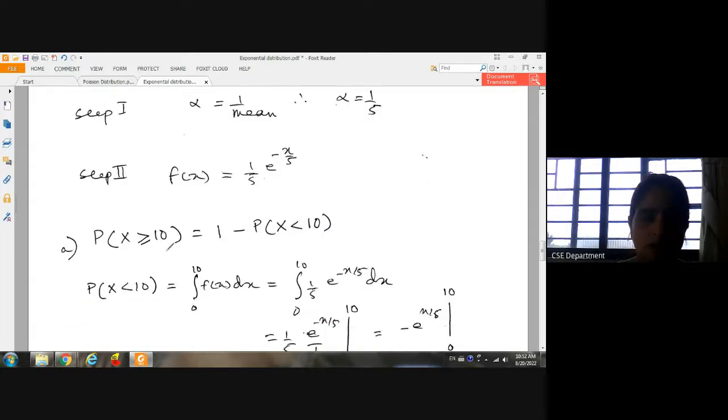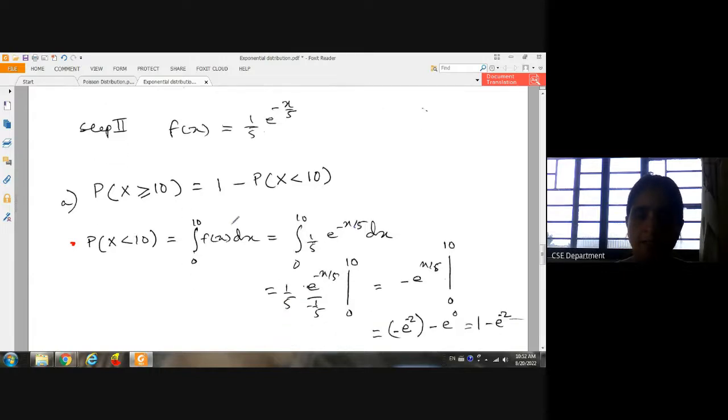Now, this probability x is less than 10 is what? 0 to 10. That part let us calculate. It is calculated here, f(x) dx, 1 by 5 e to the power of minus 1 by 5 x, integrate, same integral. Please pause the video and go through. This is the answer you get for P(x less than 10).